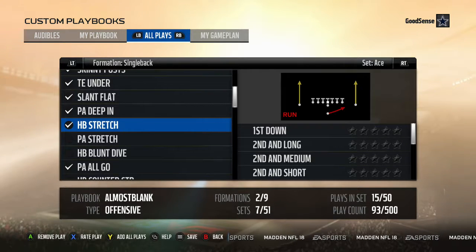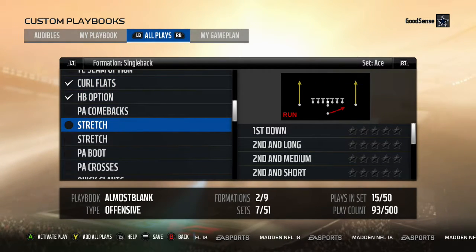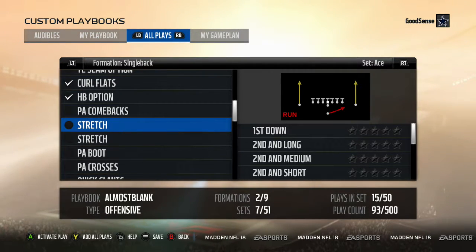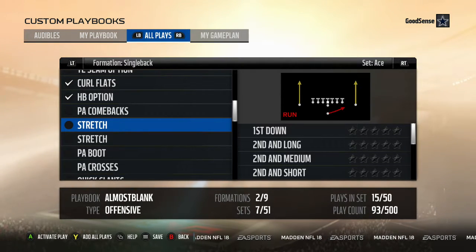But the more important issue is this. Look at the play I have highlighted. Halfback stretch. Okay? This is in an ace single back. Okay, great. Halfback stretch. Look what I have here. Halfback stretch. They call it stretch, but it's the same thing. If you're going by this diagram, there's nothing different. You need to show me what's the difference between this play and the previous play.